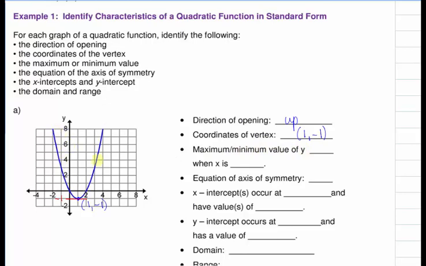Now, because we have a graph that opens up, we have a minimum. And the value of y when it's a minimum, we go to our vertex and we look at the y-coordinate, that's -1. Okay, so to know what our maximum and minimum points are of our parabolas, we look at the y-coordinate of the vertex. And this y value happens when x is 1, and we get that number once again from the vertex.